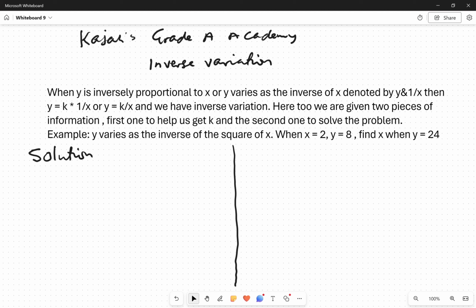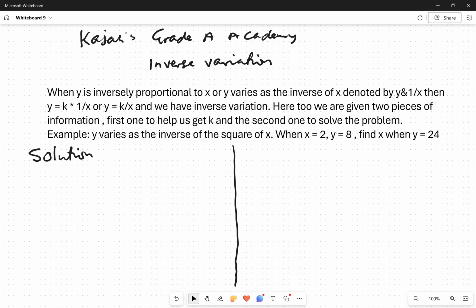In this tutorial, we're going to learn about inverse variation. In the last tutorial, we talked about direct variation. In inverse variation, if we say that y is inversely proportional to x, or y varies as the inverse of x, which can be denoted by y proportional to 1 over x, then it means y equals a constant times 1 over x, or constant times 1 is still constant, so it's k over x.